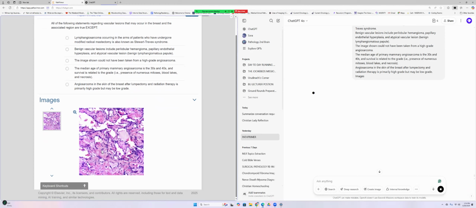So how do you describe this lesion? It is a neoplastic lesion, a malignant neoplastic lesion, composed of anastomosing vascular channels lined by what look like atypical epithelial cells.